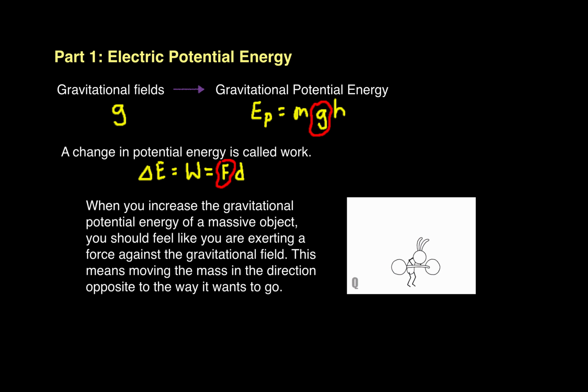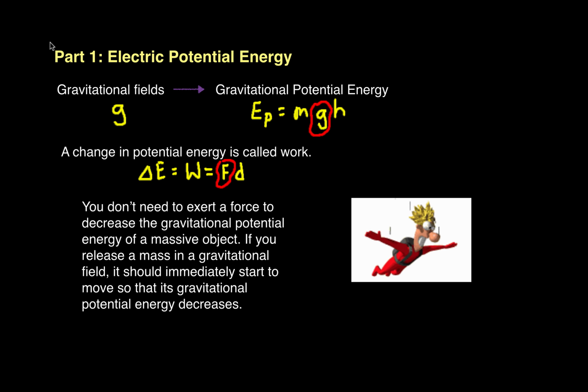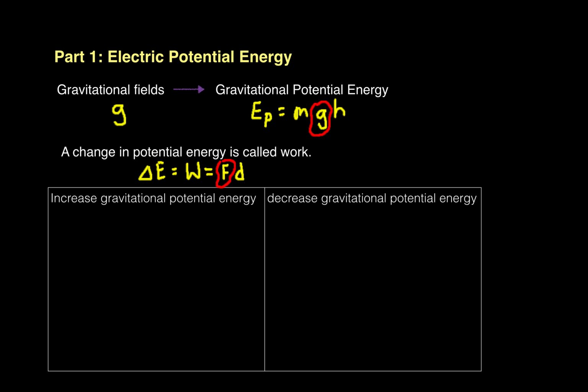When you increase the gravitational potential energy of a massive object, you should feel like you are exerting a force against the gravitational field. This means moving the mass in the direction opposite to the way it wants to go. You don't need to exert a force to decrease the gravitational potential energy of a massive object. If you release a mass in a gravitational field, it should immediately start to move so that its gravitational potential energy decreases. In other words, if you let go of an object, it will fall. So, to increase the gravitational potential energy, you move it against the field.